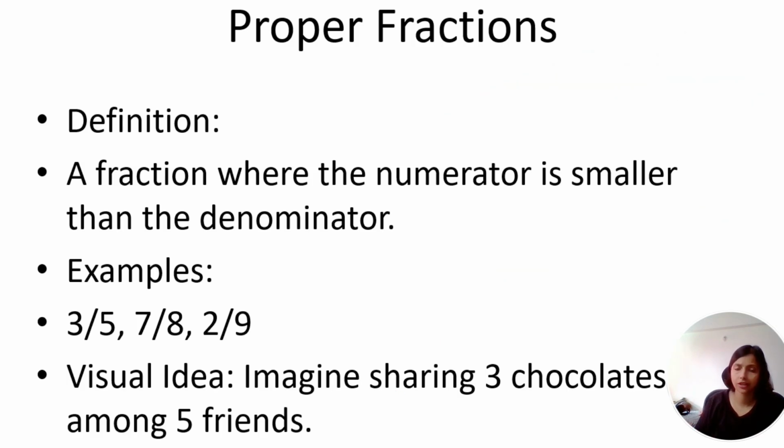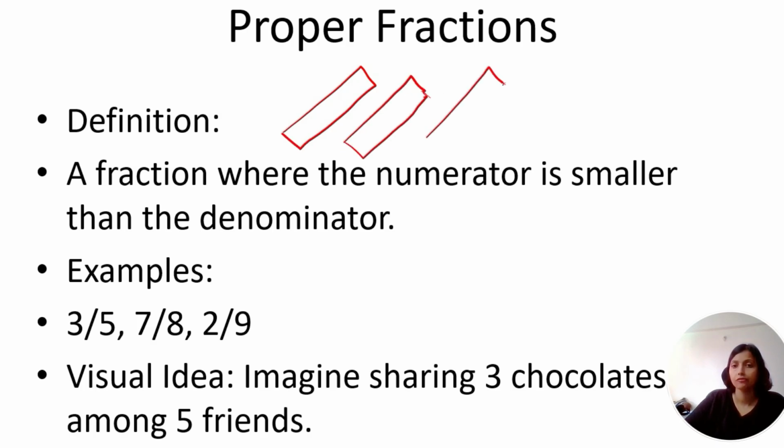So let's see another example. Suppose you have 3 chocolates and you have to distribute these 3 chocolates among 5 of your friends. What do you do? You divide each chocolate in 5 parts, which is the number of friends among whom you have to distribute. So now the total parts you have is 3 into 5, 15 parts. So total 15 parts you have.